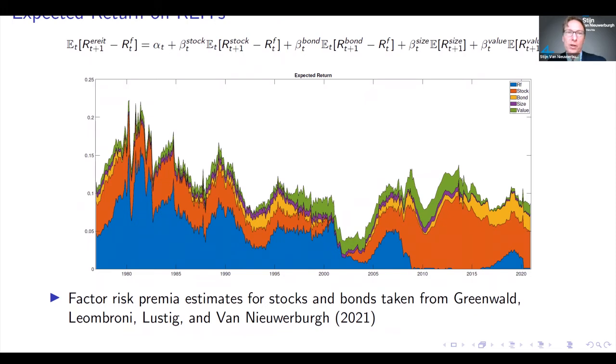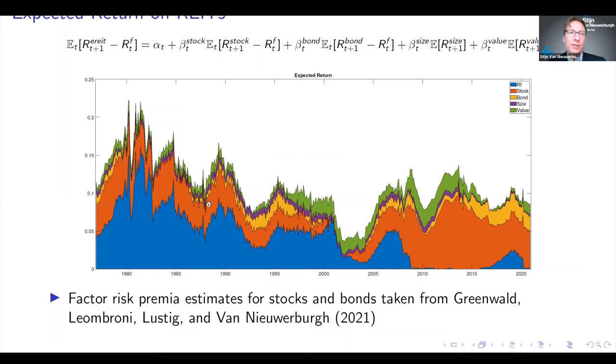So what I want to do now is combine these time varying betas that I just showed you with my four-factor model. And I also want to allow for the equity risk premium, the expected excess return on stocks and the expected excess return of bonds, basically how much compensation investors are receiving for investing in stocks and bonds, to also be time varying. I'm going to use risk premium estimates for stocks and bonds from a recent paper that I've written. So when you combine these time varying betas with these time varying risk premium estimates, you basically get a decomposition of the risk premium on REITs into these four components.